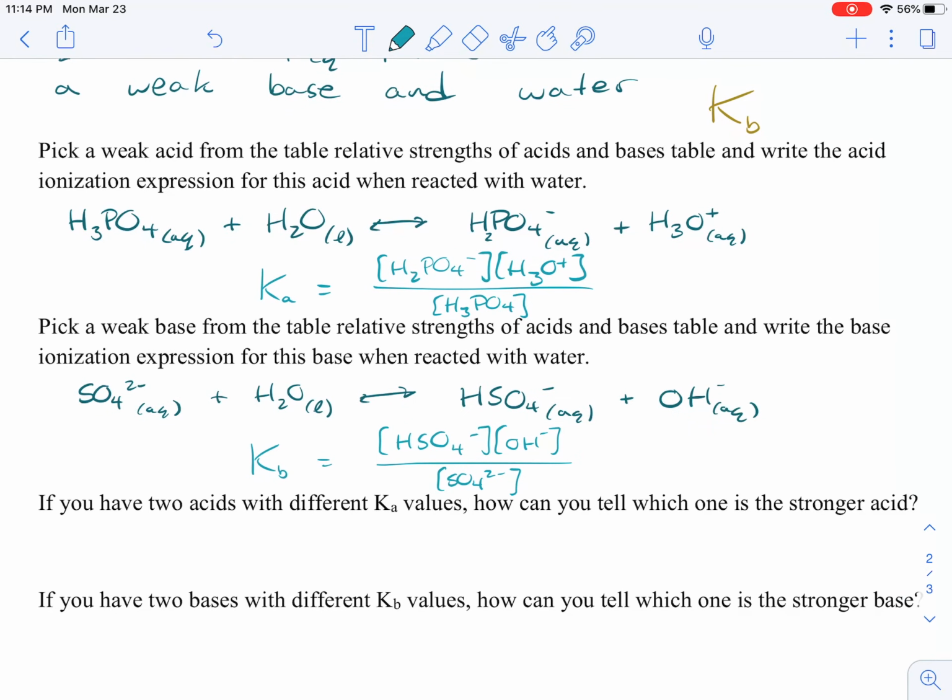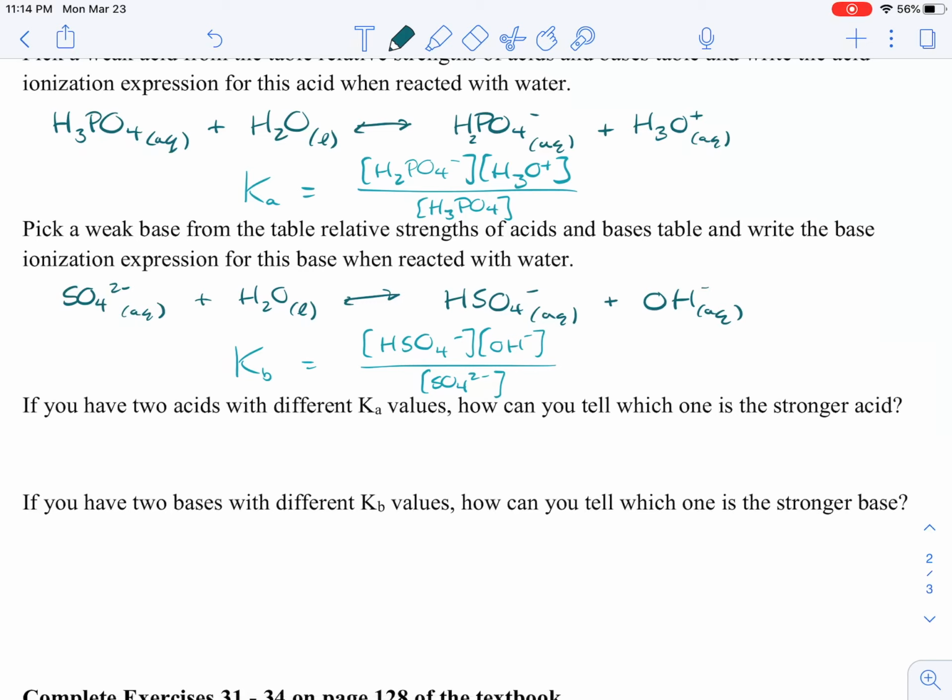Okay, we'll get into some more detail on Ka and Kb in the next notes package, and when you test out the PhET simulation. But if you had two acids with different Ka values, how can you tell which one is the stronger acid? Well, simply, the one with the larger Ka value is the stronger acid. It ionizes more in water than the other.